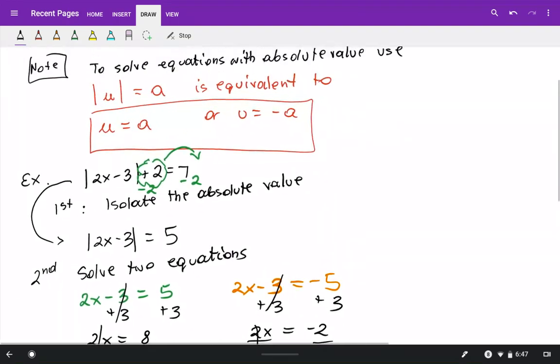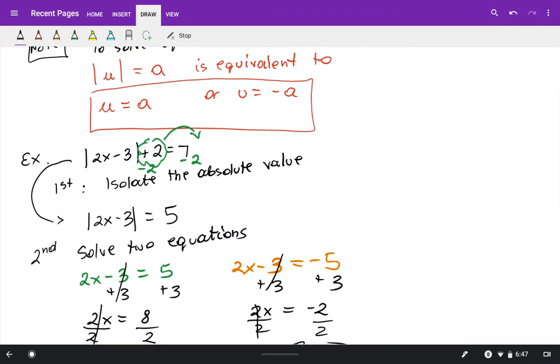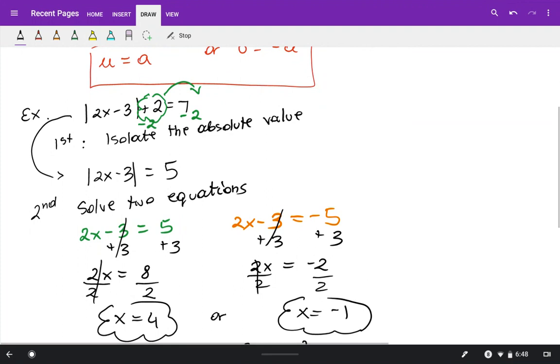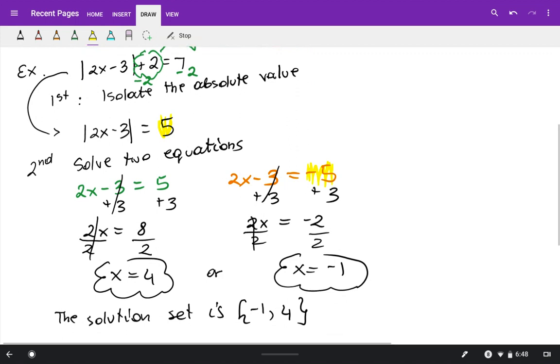So again, a couple new steps. First, we isolate the absolute value. Second, we're solving two equations. The first equation looks like your original equation, just without absolute value. The second equation, you change the sign of the number which you have on the right side to the opposite. Like you see, it's -5. And then you just follow the rules to solve the equations.